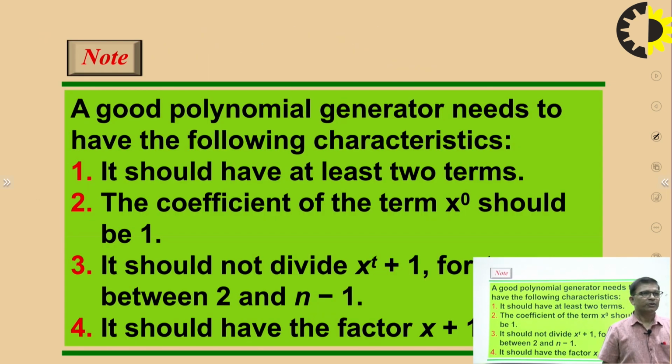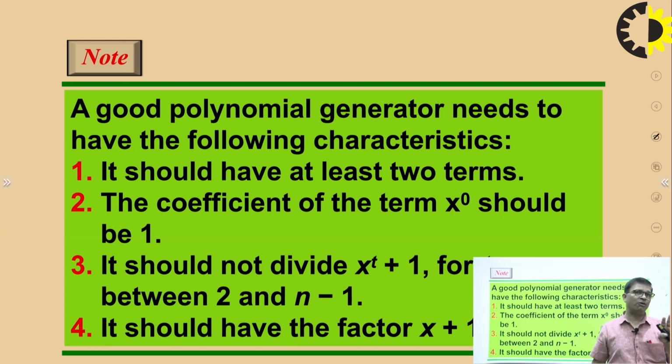Okay. So a good polynomial generator needs to have the following characteristics. What are the different characteristics? This is very important because in many examinations this particular type of question has been asked: what are the points, or how can you identify that this is a good polynomial generator? The first point, it should have at least 2 terms. The coefficient of the term x to the power 0 should be 1.